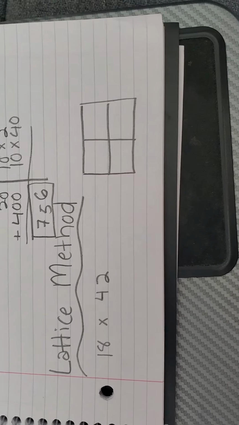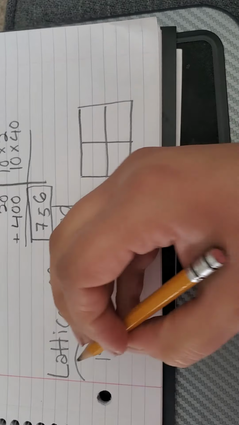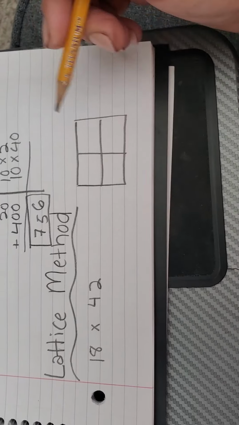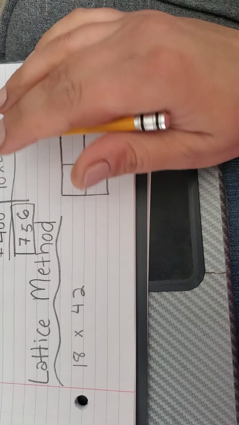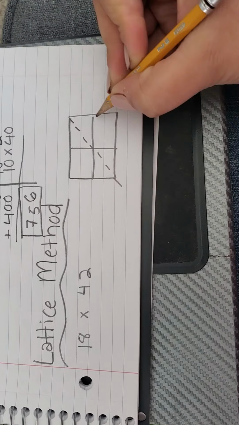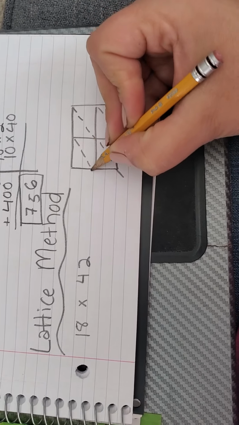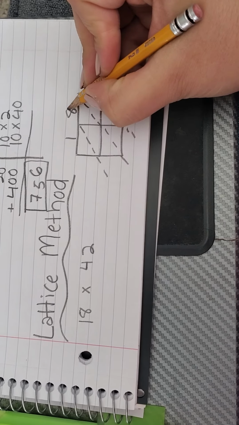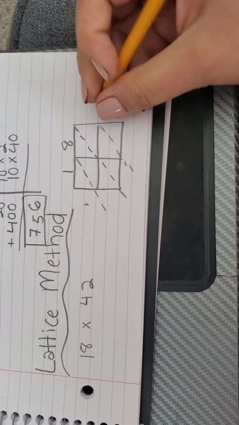All right, so the next method we have here for multiplication is the lattice method. I'm going to be using the same problem, 18 times 42. Now, when you look at this box, you might think geometric area model. That's not what we're doing. We're going to do this lattice method, so you need your lines here and here. And this will work for 3-digit numbers. You would just have to make your lattice bigger. So we start by saying that the 18 is up here and that our 42 is here.